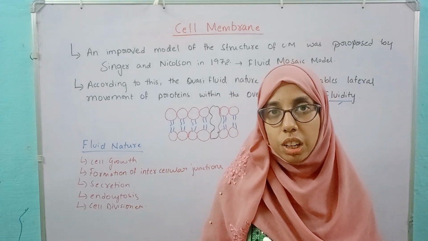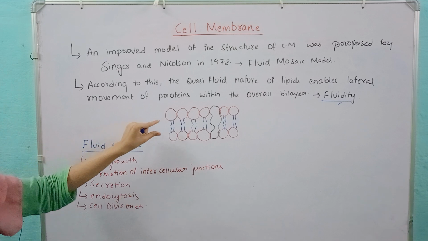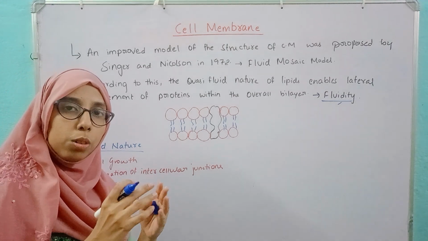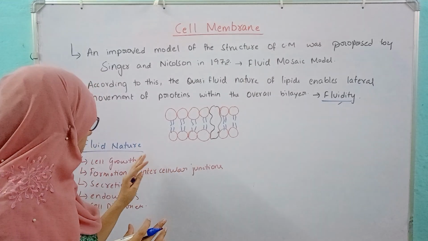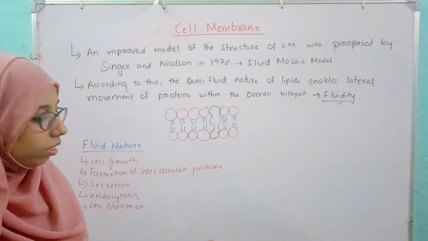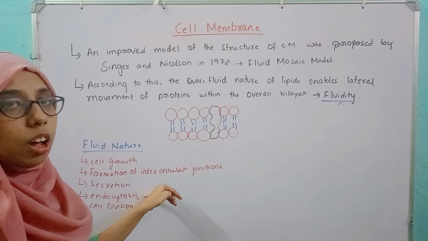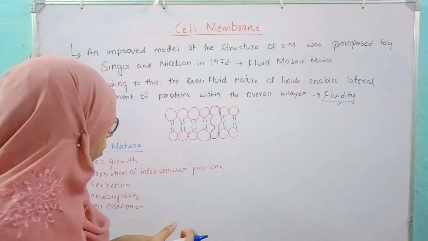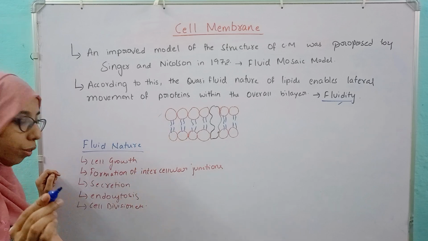The functions which are mentioned in your book are cell growth. As the lipids are flexible, the plasma membrane is able to stretch, okay, stretching and remodeling, and hence it helps in cell growth. It also helps in the formation of intercellular junctions, secretion, endocytosis, and also cell division. In endocytosis also we know that the plasma membrane forms an infolding. This is possible only because the lipids are flexible, or they have quasi-fluid nature.